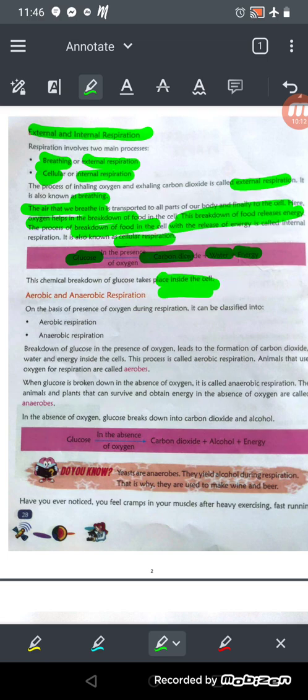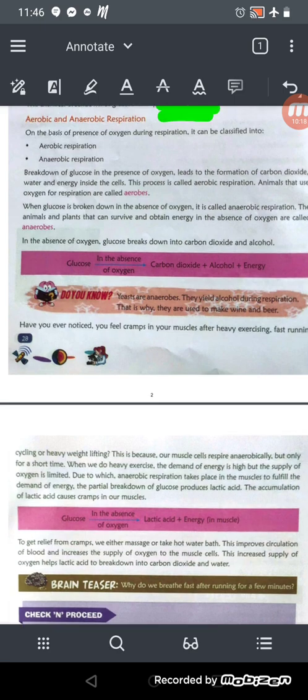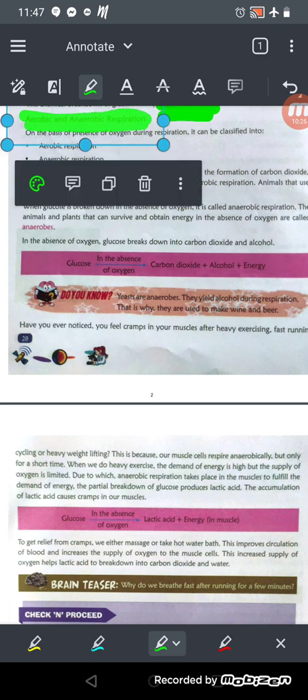Okay class, now we'll learn about aerobic and anaerobic respiration. What are aerobic respiration and anaerobic respiration? This is also an important topic and a very interesting one.